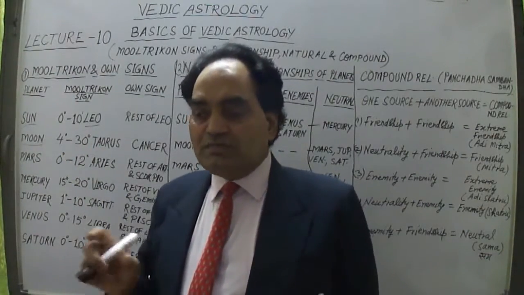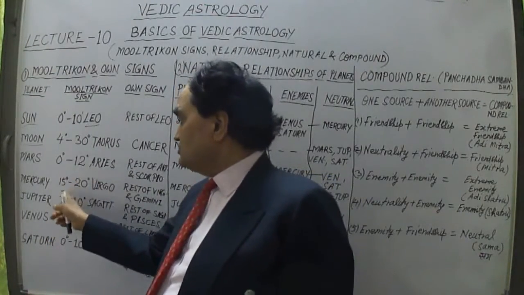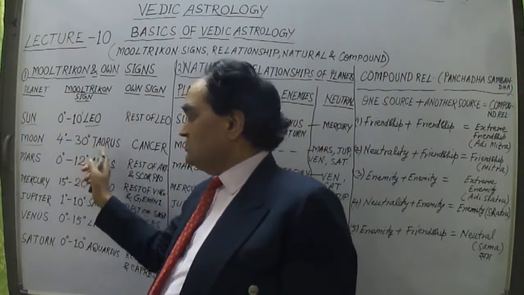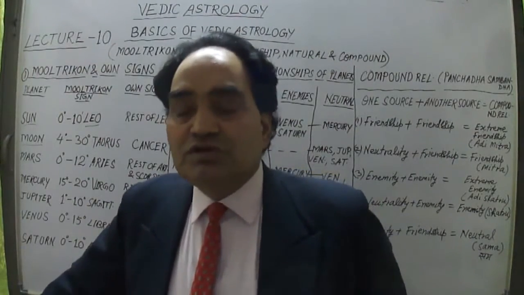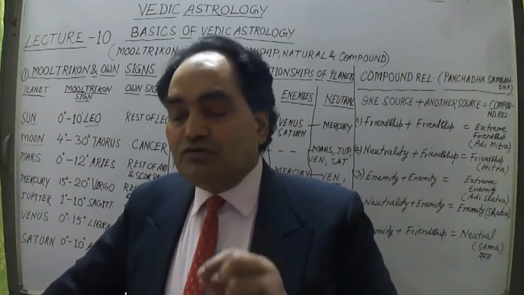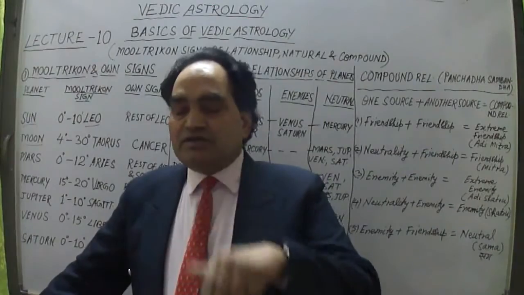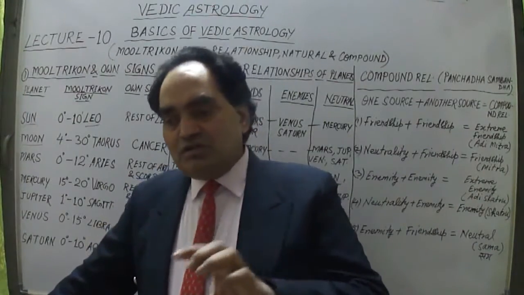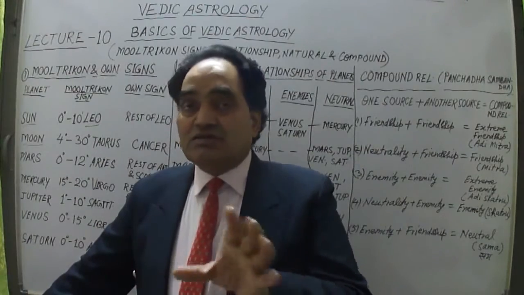The Moon has its Mooltrikon sign within the range of 4 degree to 30 degree in the Taurus sign. Taurus sign is owned by Venus, not by the Moon, but the Moon has Mooltrikon from 4 degree to 30 degree in Taurus. This is the only exception. Other planets have their Mooltrikon sign in their own signs. The remaining portion is owned by them, and that range you have to remember.